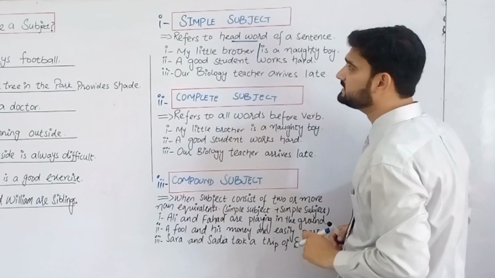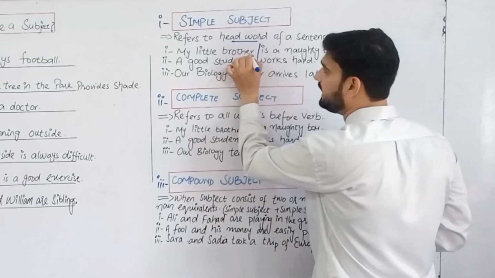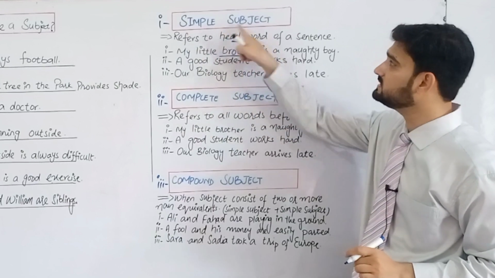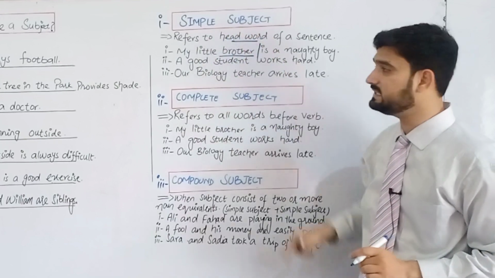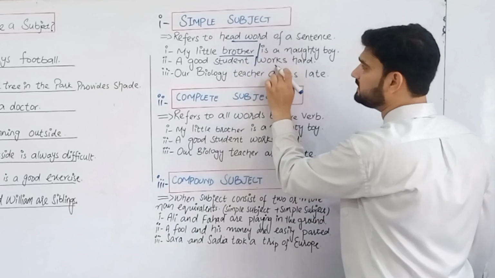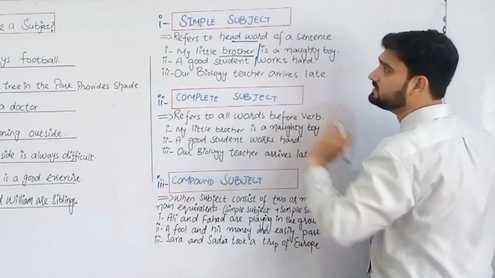So what is a simple subject? Simple subject refers to the head word, the main word. The main word here is brother. So the simple subject is brother in this sentence. The second one: find out the verb first. The verb is works. So before that is our subject.